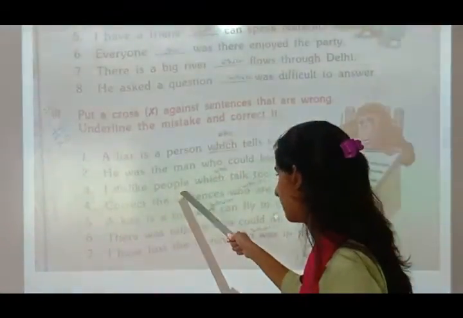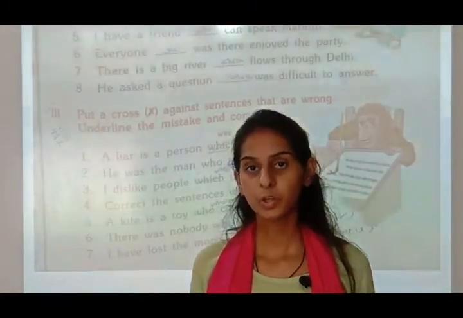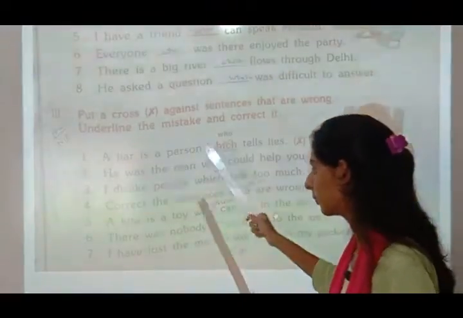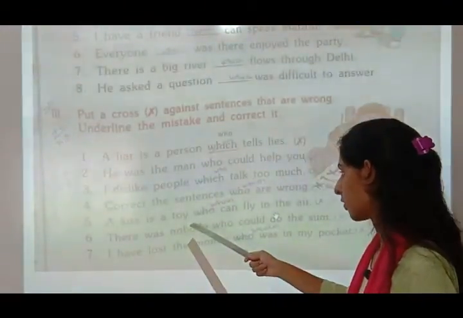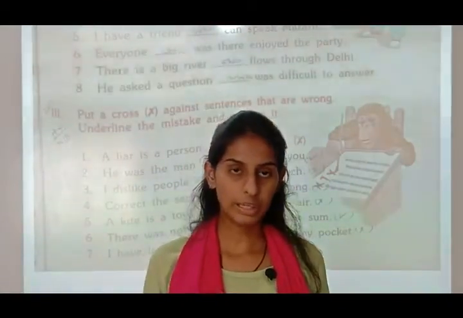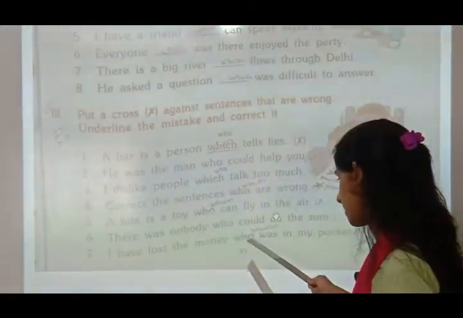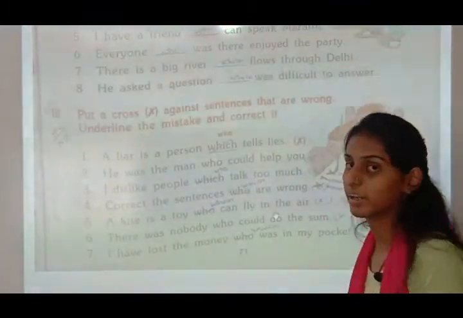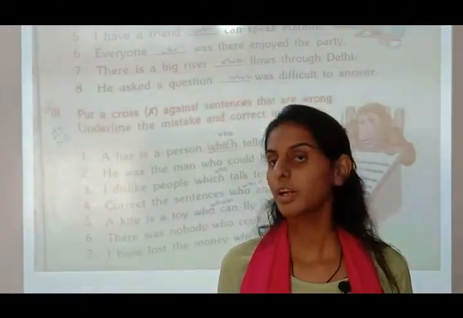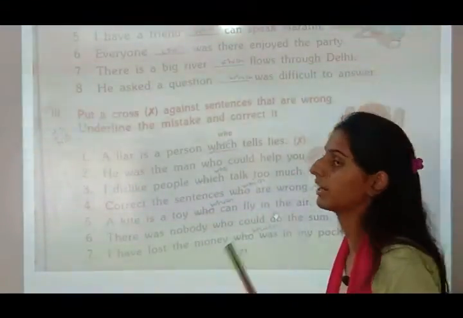Now say, I dislike people which talk too much. People means we will put who. So we have to cross this sentence and write who. Now, a kite is a toy who can fly in the air. A kite is a toy means they are talking about a thing. So that's why we will put which over here. I have lost the money who was in my pocket. Now they are talking about money. Money is a thing and we have to put which. So we will cut this, put a cross mark here and write which.